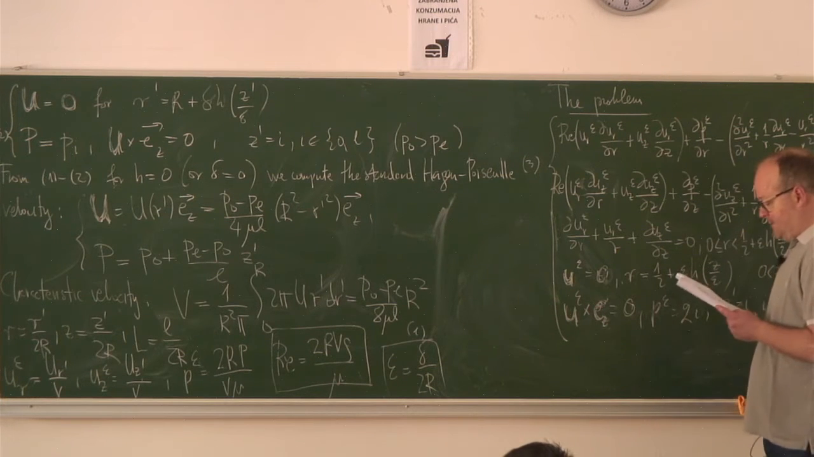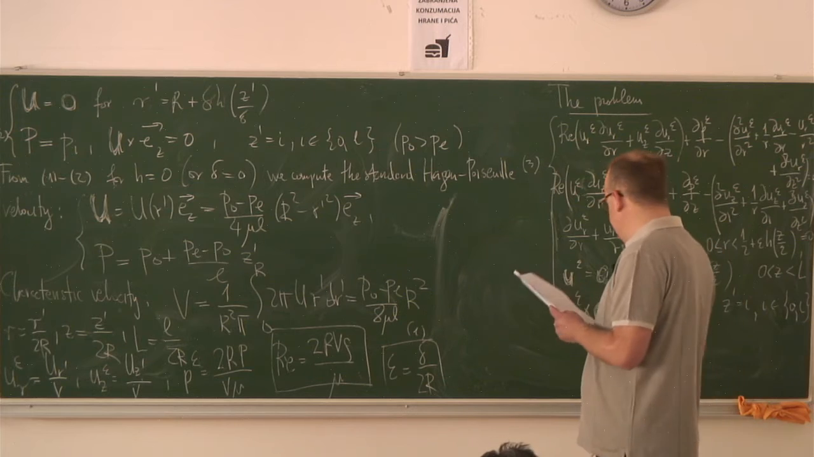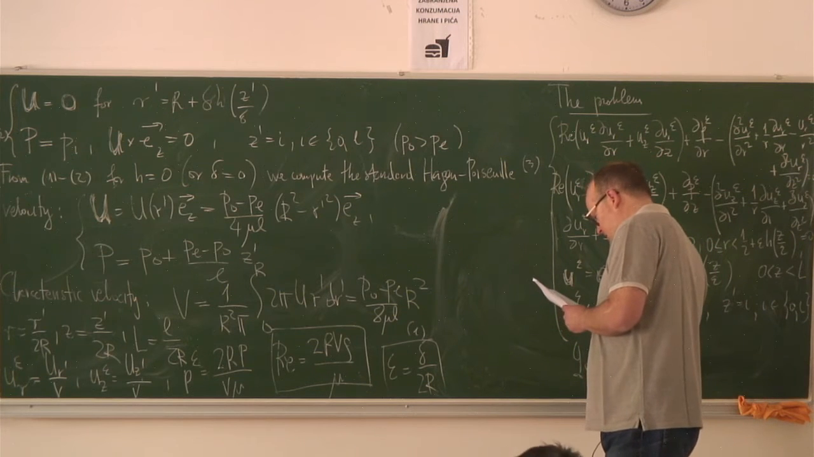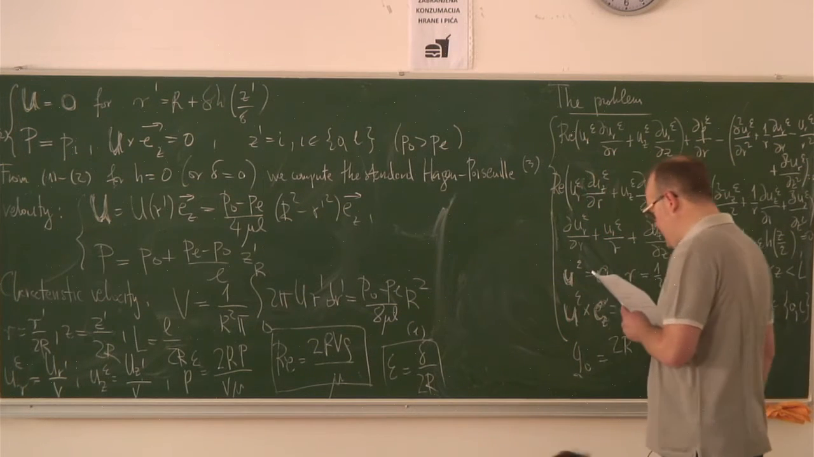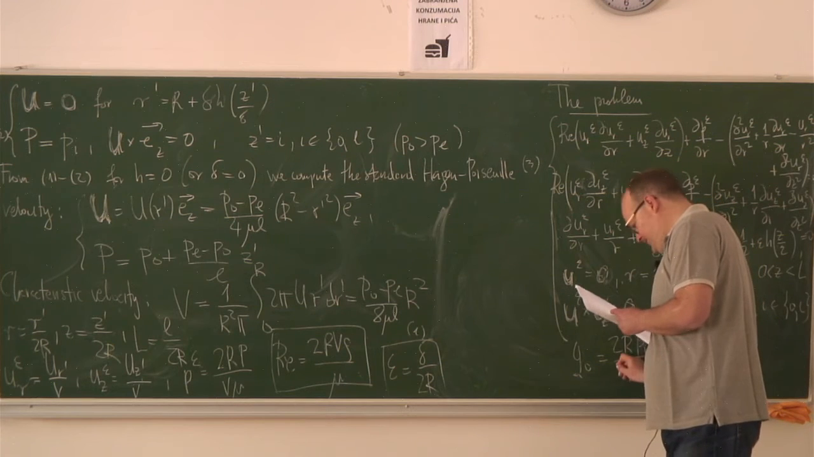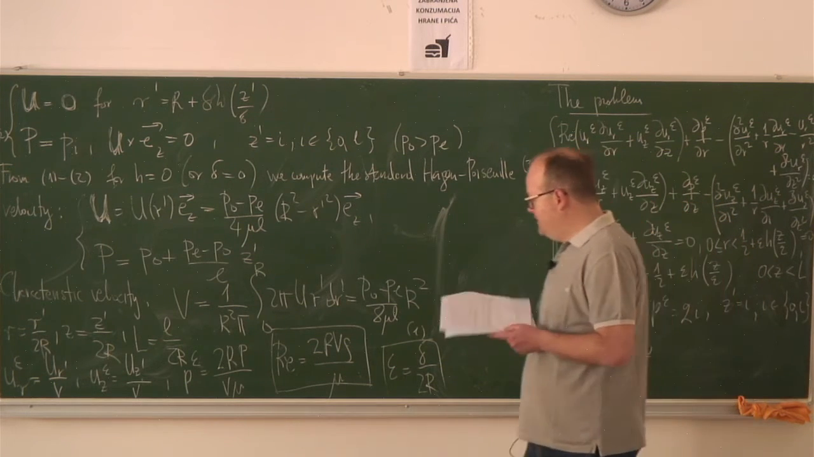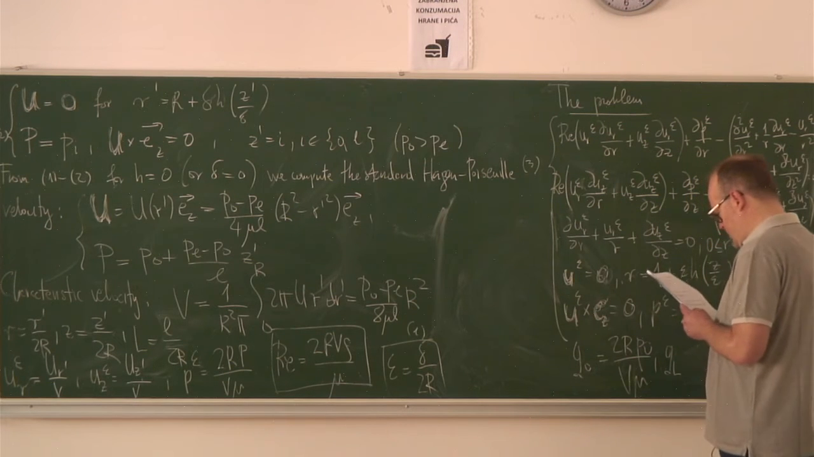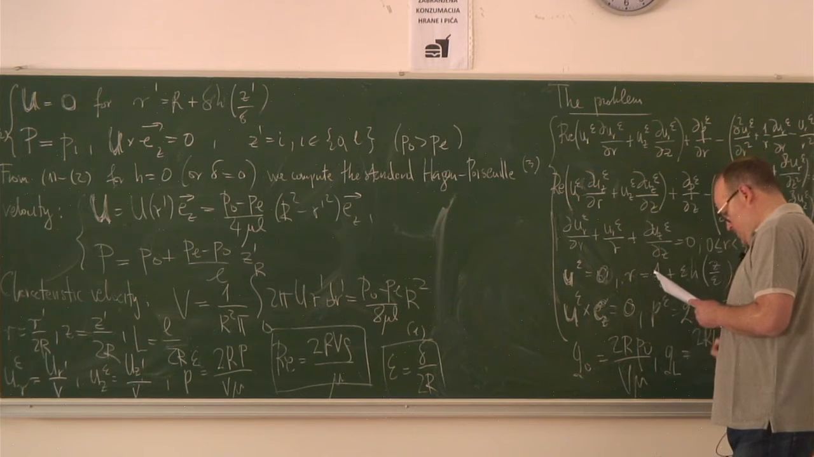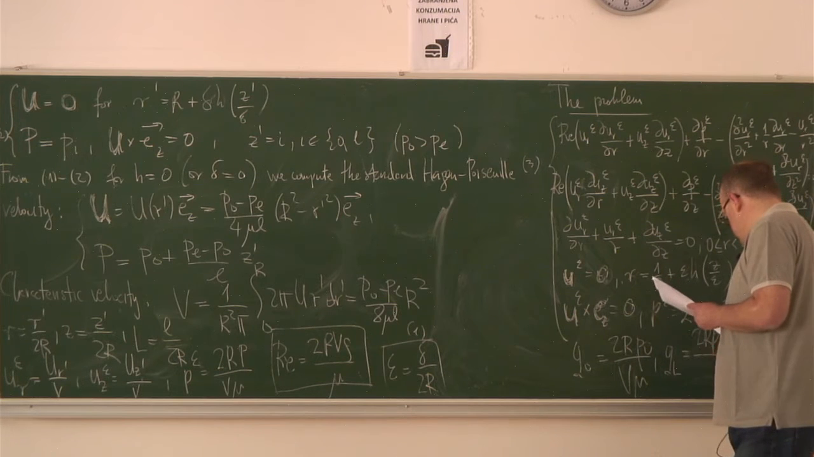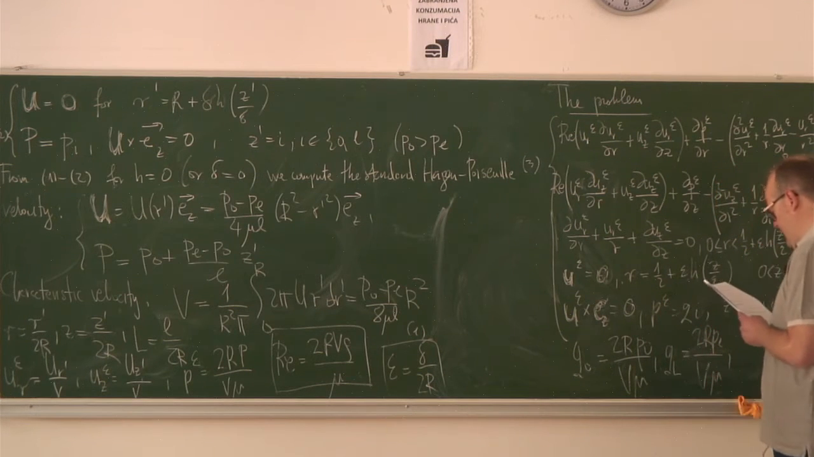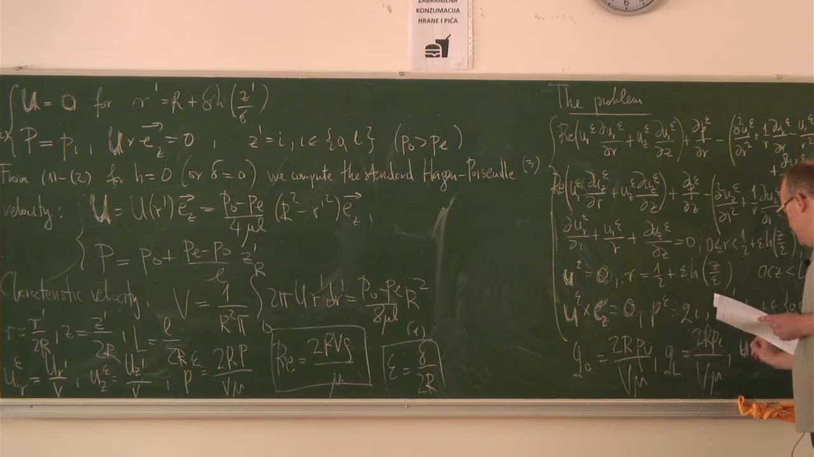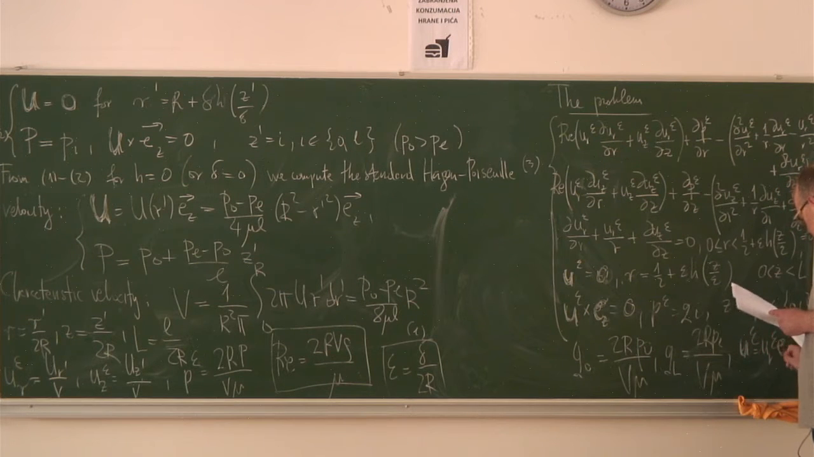And now these pressures are, of course, also made dimensionless using this expression here. And this velocity has two components, the radial one and the longitudinal one.